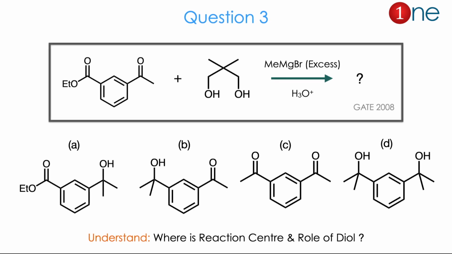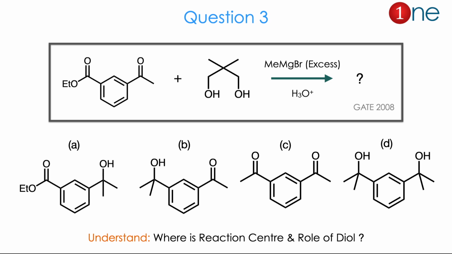Then the question number 3. The starting material has a benzene ring. In meta position you have a ketone and an ester. You are using a diol there. Then you are using another reagent as diol, which is in the 1,3 position. Then you are using methyl magnesium bromide, which is in excess. Then hydrolysis. They ask you to find the product.